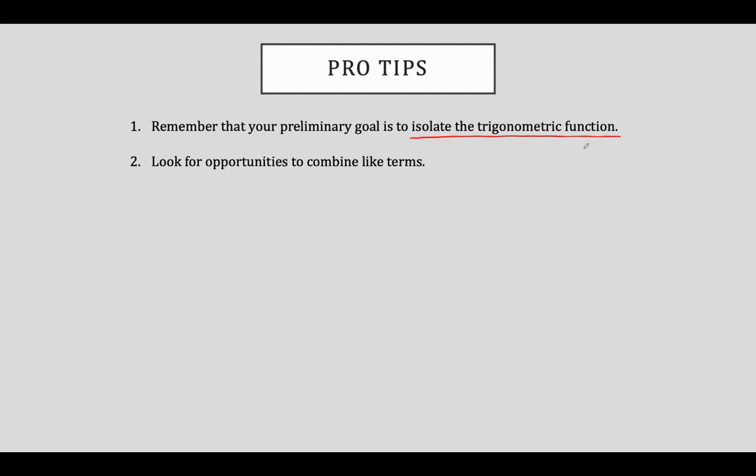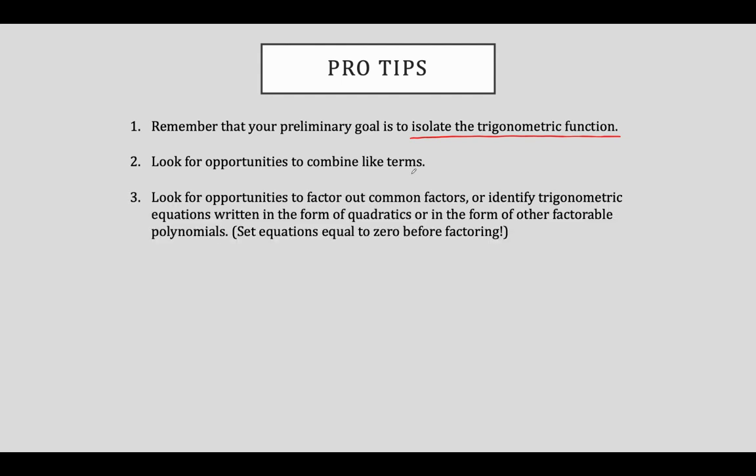Two, look for opportunities to combine like terms. Think about your regular algebraic expressions. You would combine like terms. Three, look for opportunities to factor. This is a big one. Lots of times you are going to want to factor, and that means factoring out greatest common factors or identifying trigonometric equations that are written in the form of quadratics or in the form of other factorable polynomials.